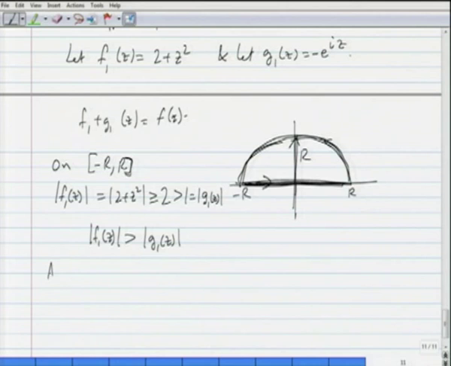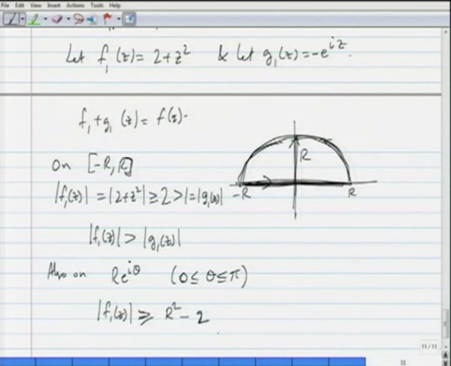And also on the circle r e power I theta, theta from 0 to pi. What is the modulus of f 1 of z? Well, z could be opposite to 2, so in the negative direction. So the modulus of 2 plus z squared for any r e power I theta has to be at least r squared minus 2, in the worst case, and this is strictly greater than 1, and 1 is greater than or equal to e power minus r sin theta, which is the modulus of g of z.